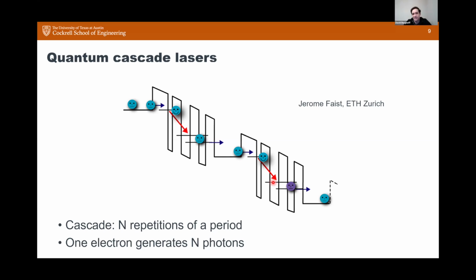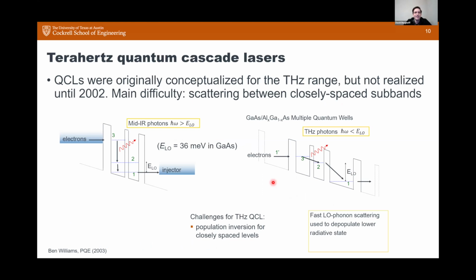Well, what about terahertz quantum cascade lasers? Quantum cascade lasers were originally proposed as being ideal for terahertz. I wasn't around at the time, but my understanding is that at Bell Labs and in several other groups, there were a few groups trying to demonstrate terahertz quantum cascade lasers. But it turned out that terahertz quantum cascade lasers are much more challenging than mid-infrared ones.